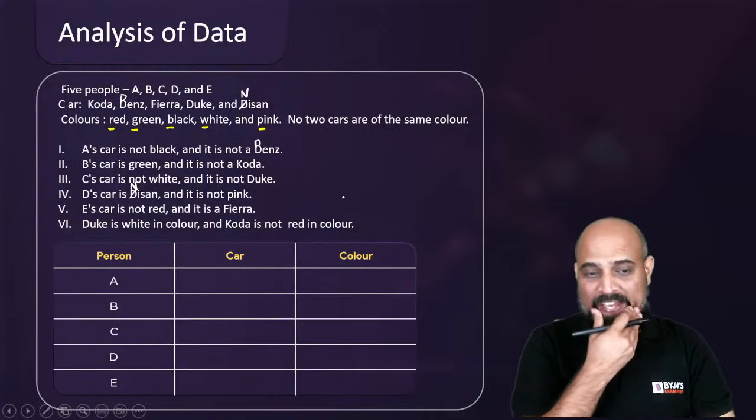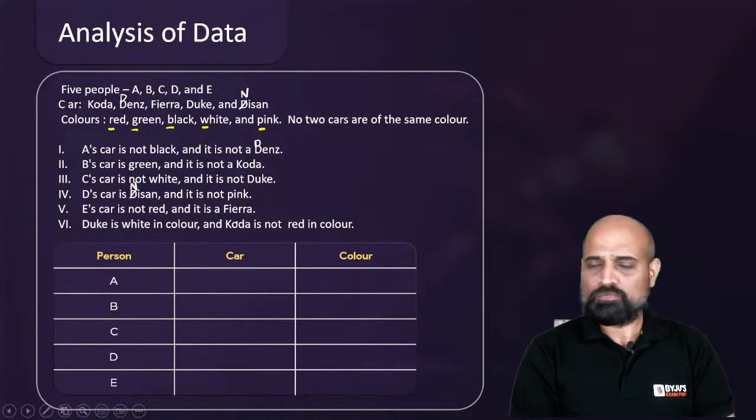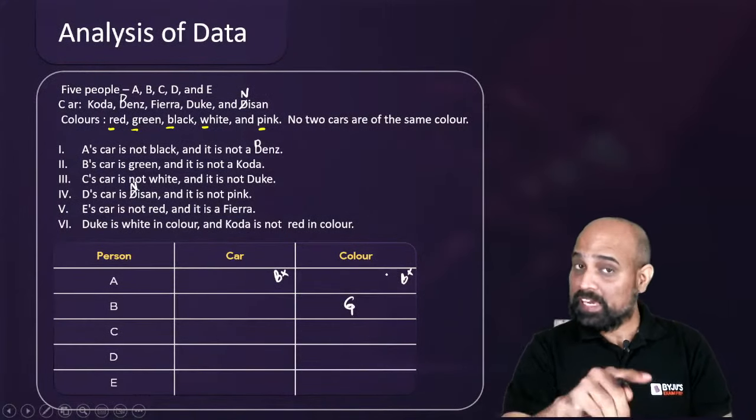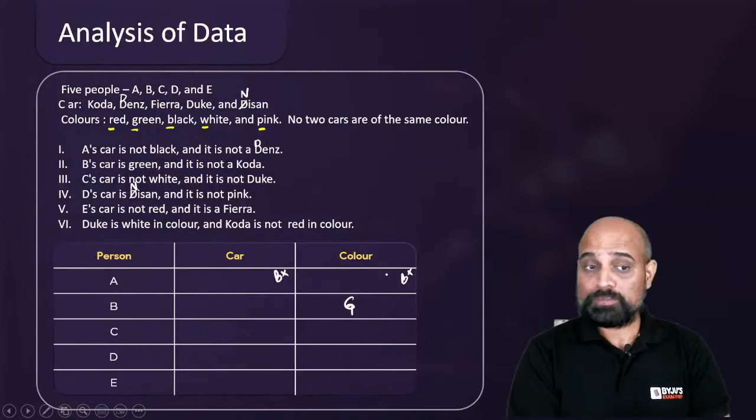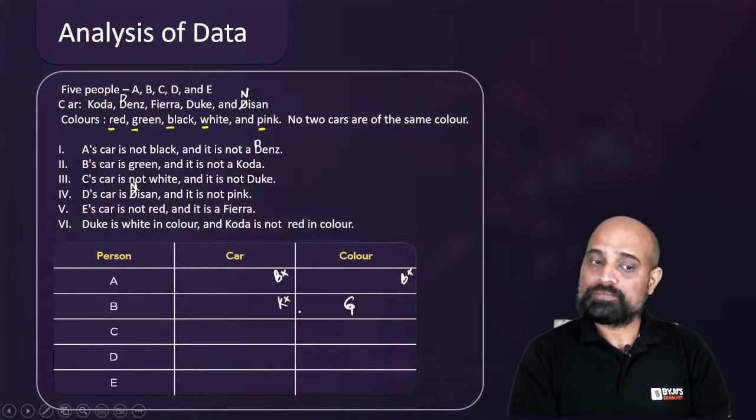Okay, so here it goes. A's car is not black and it is not Benz. Abhi rehne dete hain. Or you can straight away write it down. So A's car is not black in color and it is not Benz. B's car is green. So green likh diya. If this is green, so you can't have A's car as green as well. Ye bhi nahi possible. And it is not Koda. So this can't be Koda.